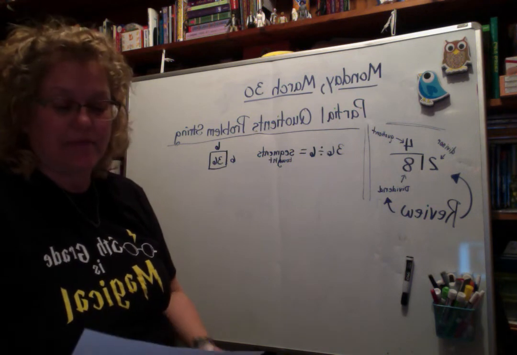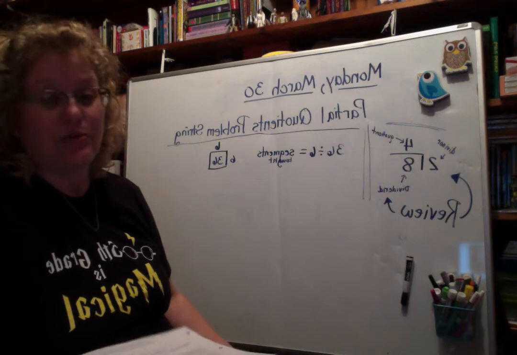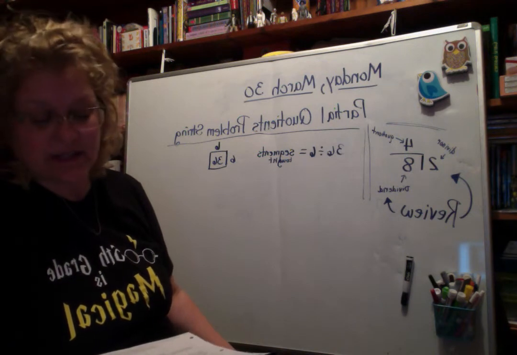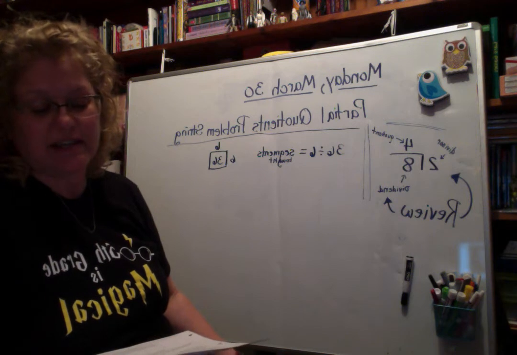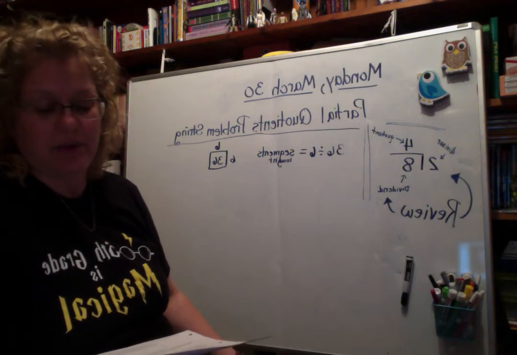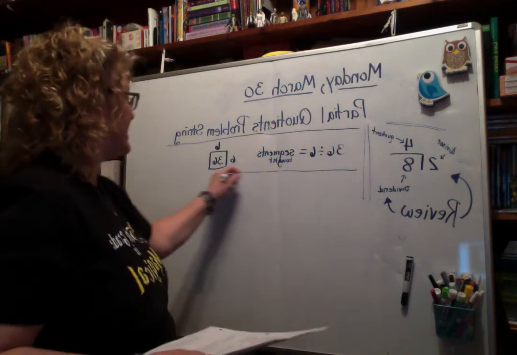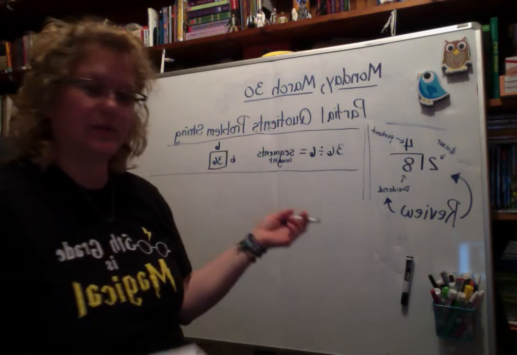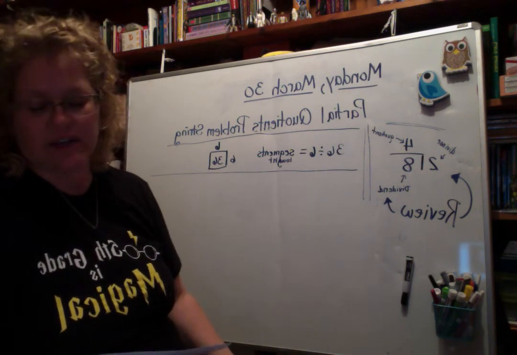All right, the next problem says Maya bought 360 stickers from another roll that had 6 stickers in each segment. How many segments did she buy? So again, pretty easy. Since we just went from 36, now we're going to 360.